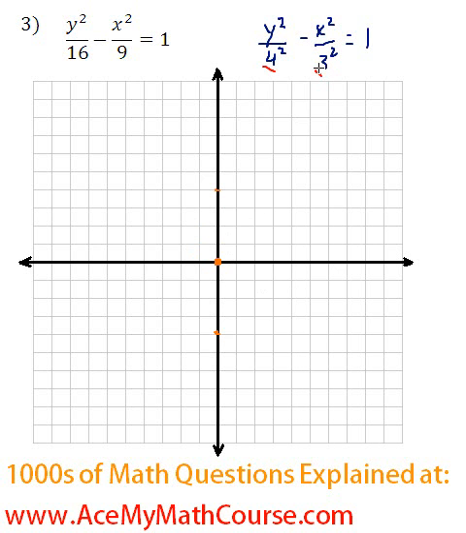And the 3, because it's underneath the x, we're going to move horizontally. So we're going to go 3 units from the center, both ways. And now we're just going to draw a rectangle. Right there, hitting all the points. And the rectangle is going to help us draw the asymptotes. That will make it a lot easier for us to draw the hyperbola.